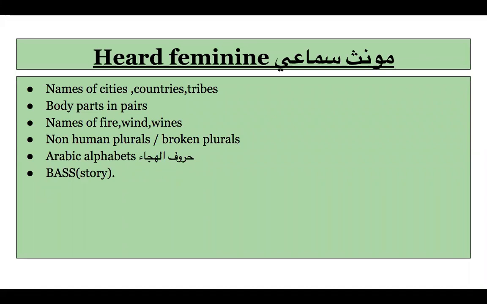Good. If I give you the word Misr, what's the gender of Misr? Heard feminine because it's the name of a place, right? Now, the second category that also falls under heard feminine is body parts in pairs. All those body parts that are in pairs are going to be treated as feminine.